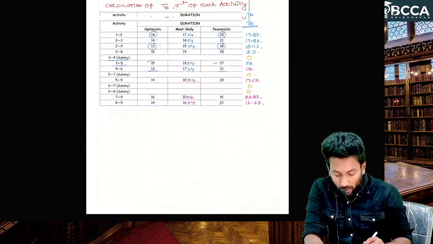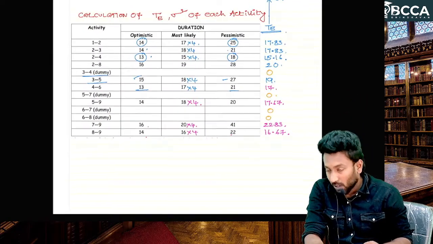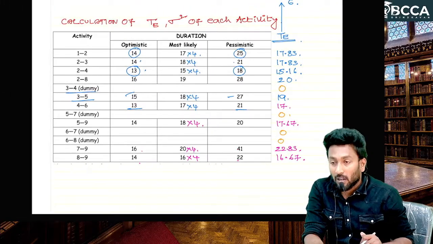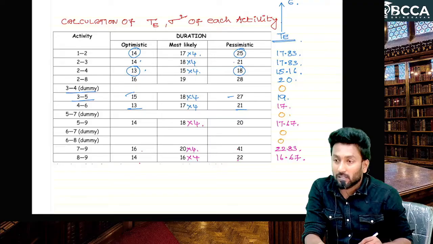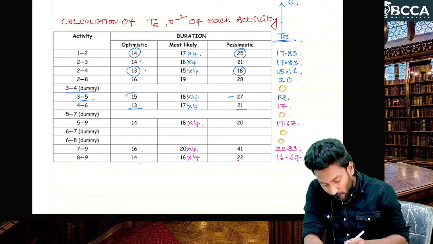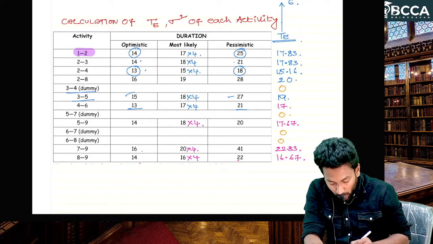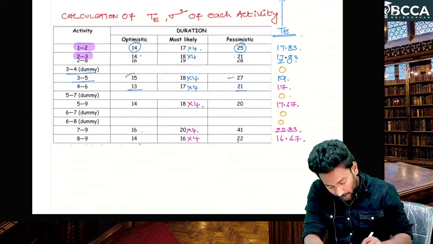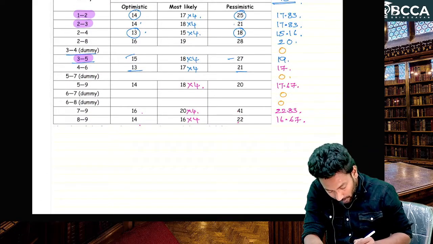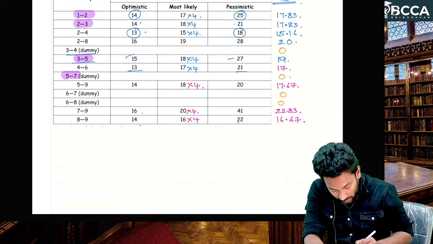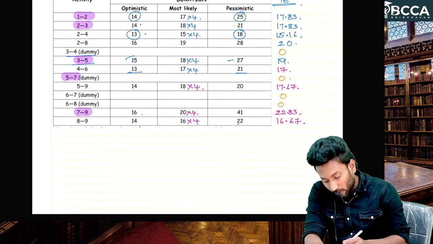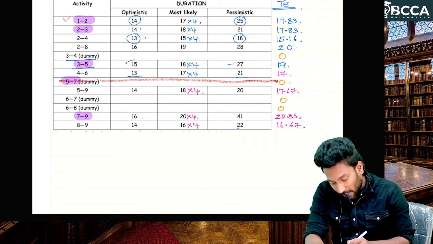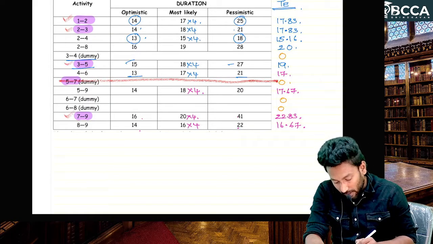Now we need the project standard deviation. For that you don't need to calculate all the variances, just the critical path activity variances are enough. So what is the critical path, sir? 1 2, 2 3, 3 5, 5 7, 7 9. Out of this, one activity is a dummy activity only.